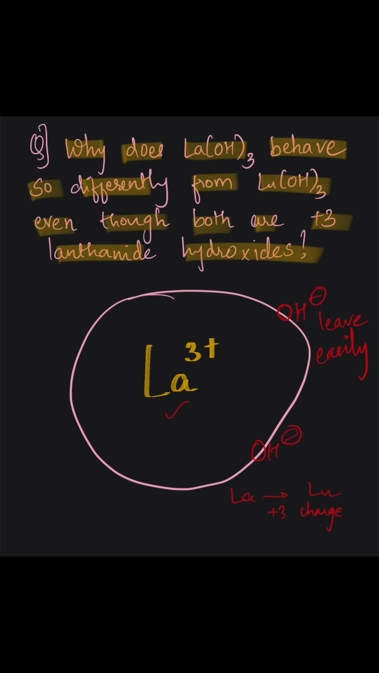Alright, so La+3 has a bigger size, and since it has a bigger size, it will not pull the OH minus ion towards itself. It's not going to hold the OH minus ion towards itself, and because of that, the release of OH minus ions is going to be really easy. The release of OH minus is easy, and because of that, lanthanum hydroxide behaves as a base, or you can say it is the most basic in nature because it releases OH minus ions.